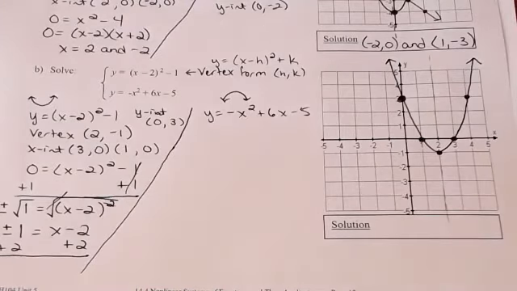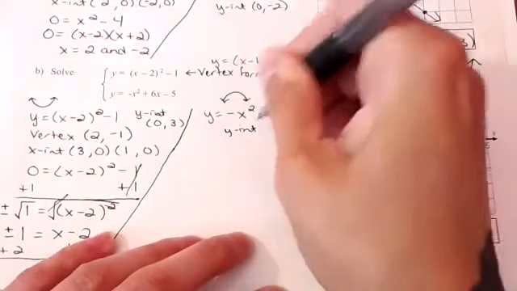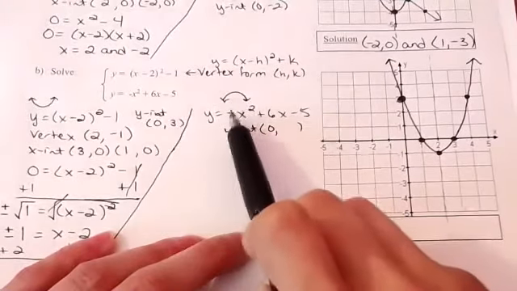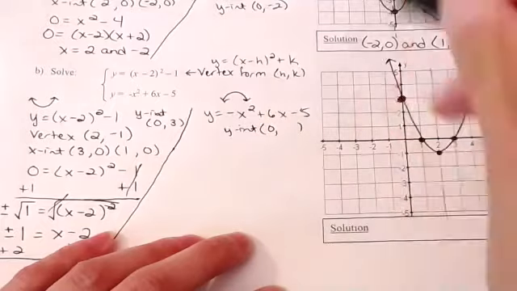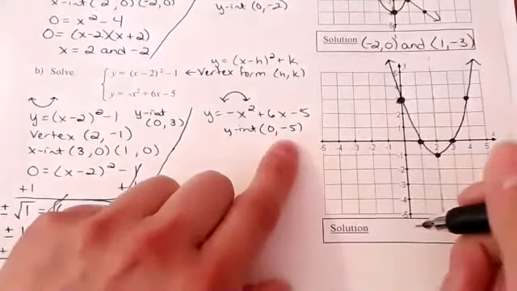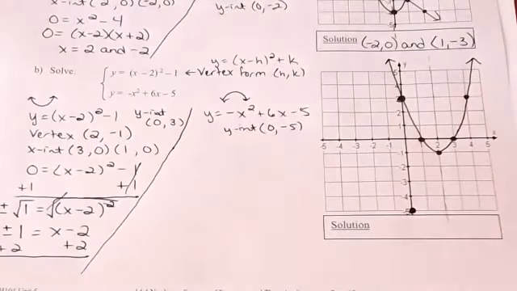Very nice. Let's start with the y-intercept. I think that's the easiest. So if we want the y-intercept, remember that x must be 0. If x is 0, this term goes away, this term goes away, and you're left with minus 5. So 0, negative 5 is my y-intercept. So I'm going to go ahead and plot that point right there.